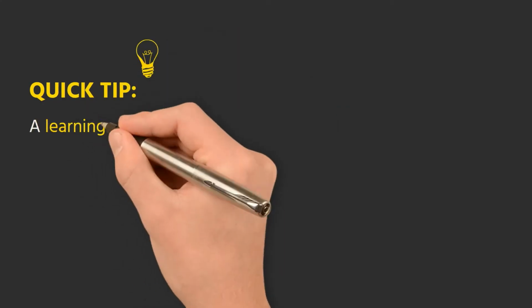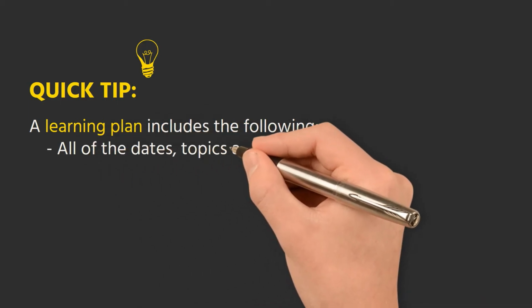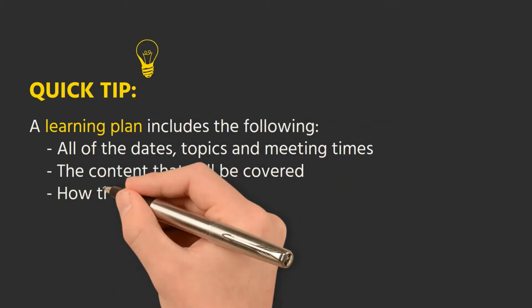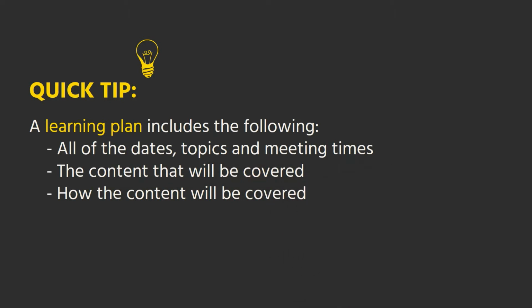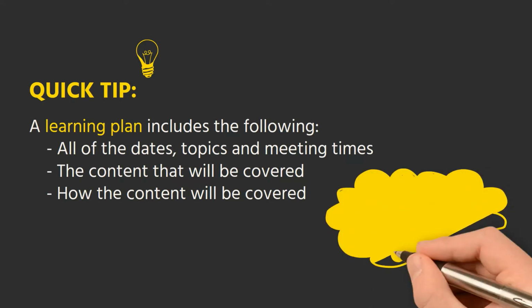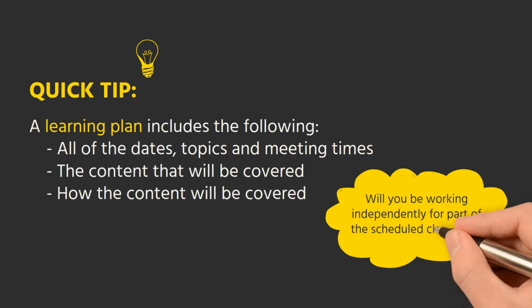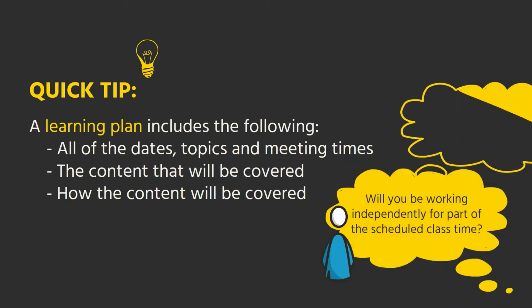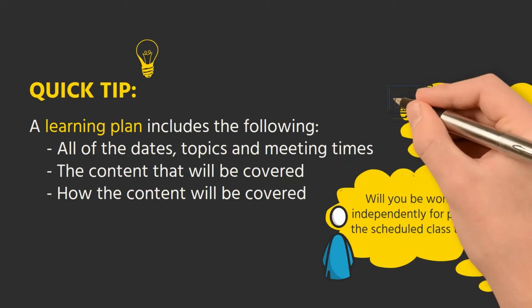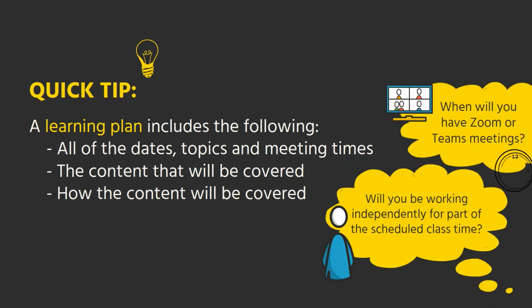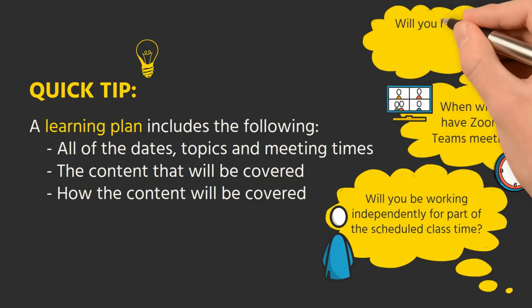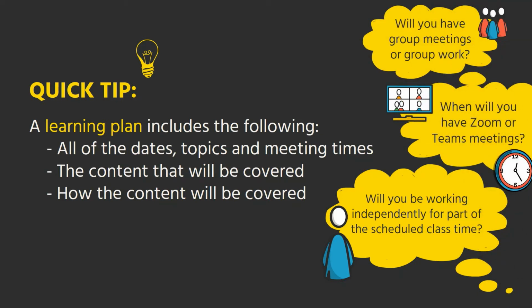Quick tip: a learning plan lists all of the dates, topics, and meeting times of your courses. It should detail both the content that will be covered and how the content will be covered. Make sure to find out: will you be working independently for part of the scheduled class time? When will you have Zoom or Teams meetings? When will they start and when will they end? Will you have group meetings or group work? The learning plan is a place where you will find this material. So, check that first and learn how the professor has chosen to guide you through the course material.